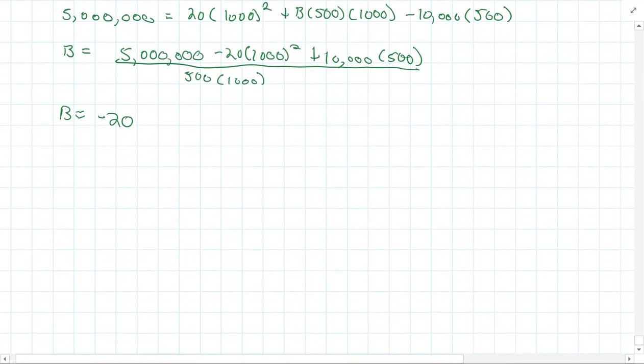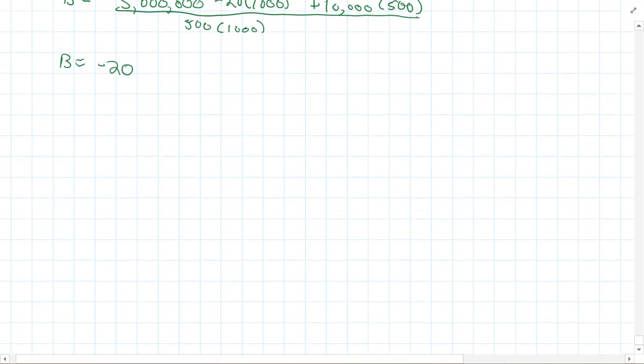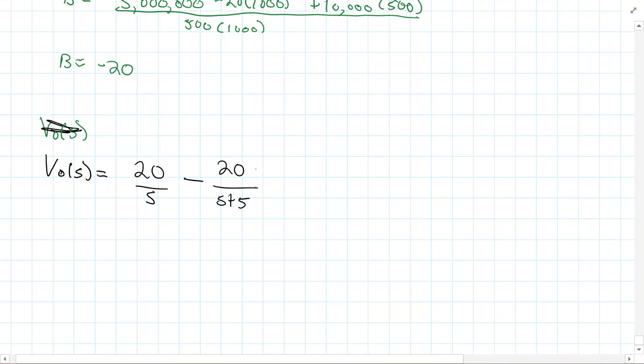And so then if we look at what the partial fraction expansion is, we have that V out at s is equal to 20 over s minus 20 over s plus 5 minus 10,000 over s plus 500 quantity squared.